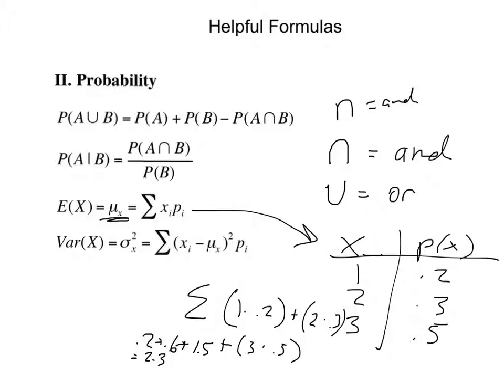And so then when you do the variance, you're doing the same thing. You're having the sum of all the x's minus your mean squared times the probability. And then that's going to give you your variance, and so when you want the standard deviation, you'll just take the square root of that. So there, those are kind of your helpful formulas that you're going to need on a test and quiz, and eventually the AP test in May.